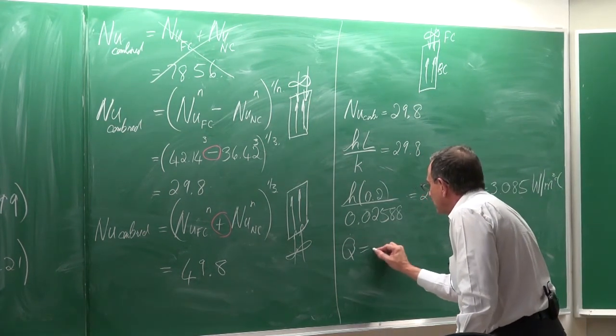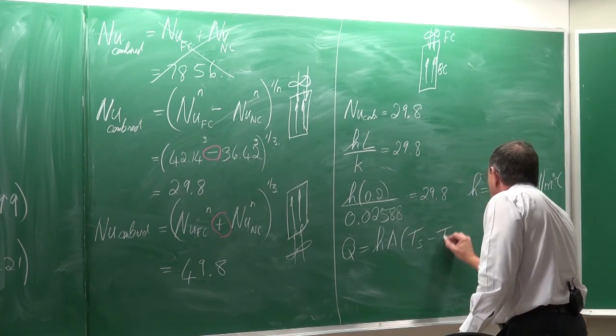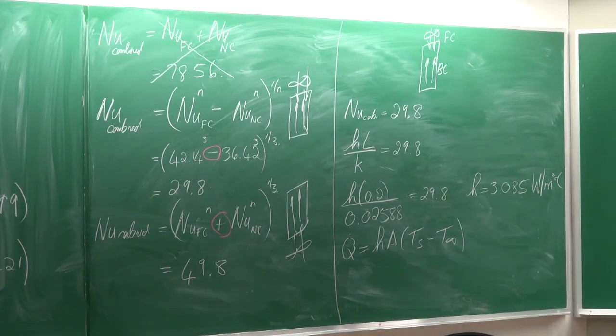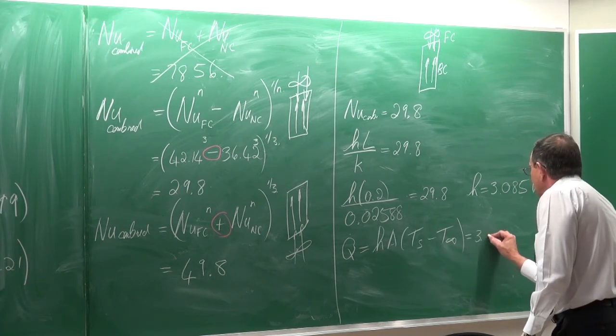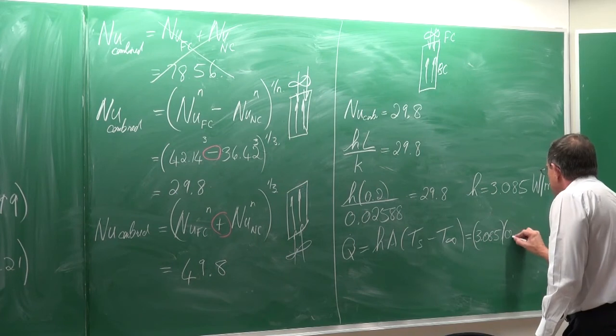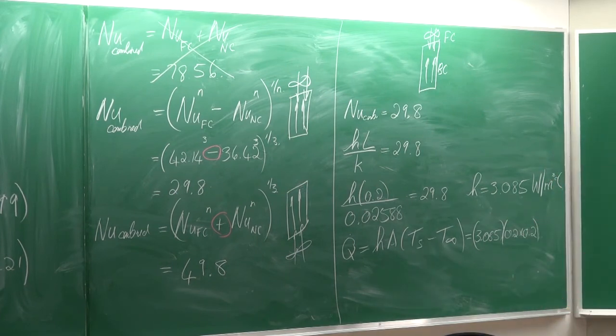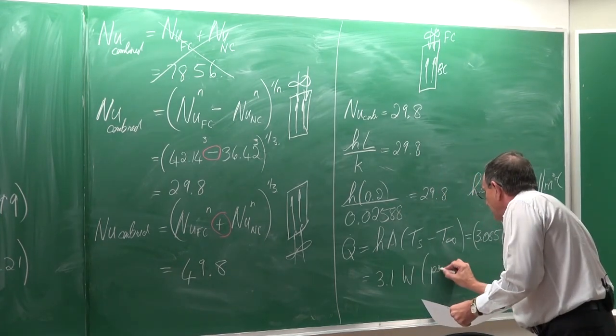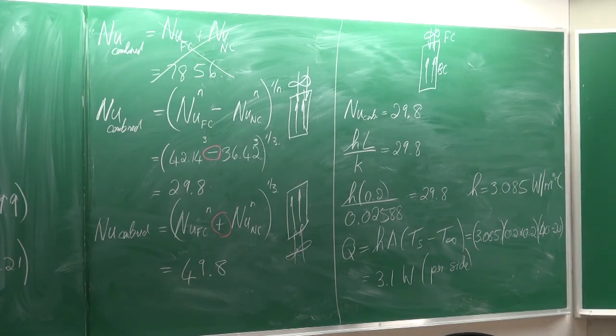If we use it to get the heat transfer rate, the heat transfer rate is equal to the heat transfer coefficient multiplied by the surface area multiplied by Ts minus T infinity. Excuse me. The heat transfer coefficient is equal to 3.085. The surface area is 0.2 multiplied by 0.2. I didn't say that we should look at both sides of the plate. So this is only for one side of the plate. The surface temperature is 40 minus 20. So the heat transfer rate would then be equal to 3.1 watts. And that would be per side. If we would consider both sides, then it would obviously be 6.2 watts of heat being released.